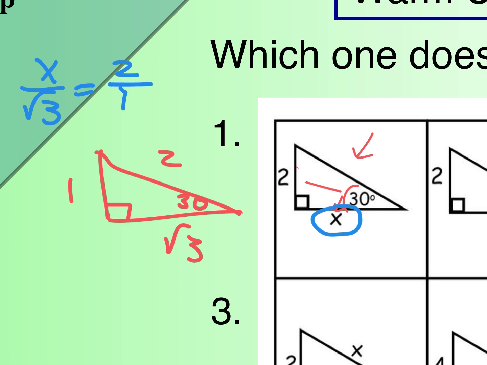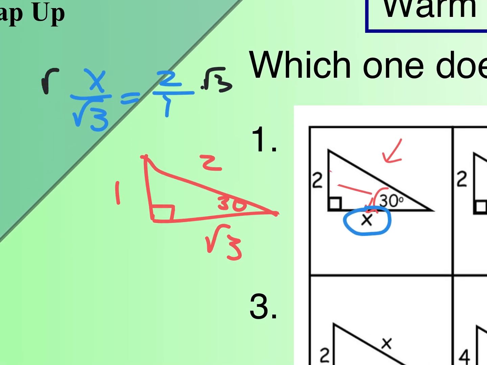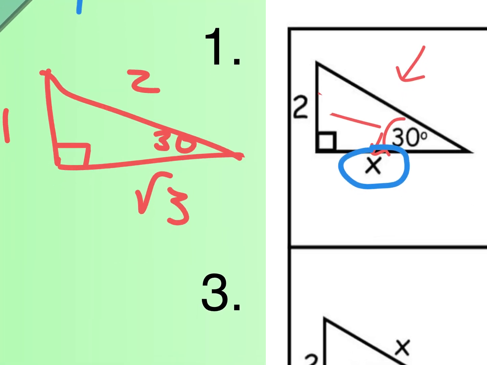And do you get how fast that was? And I'm just going to times by root 3 now to clear the fraction. And x is 2 root 3. Boom. I think that was faster. Notice I didn't even use the word sine, cosine, or tangent when I did it. I just set up similar triangles using the classic 30, 60, 90.